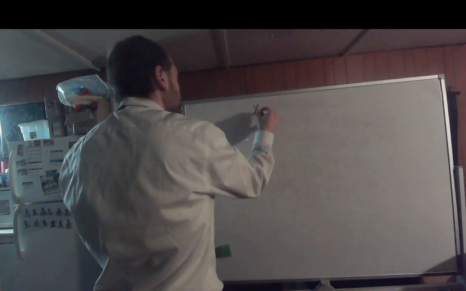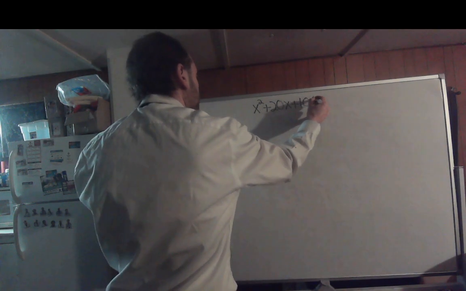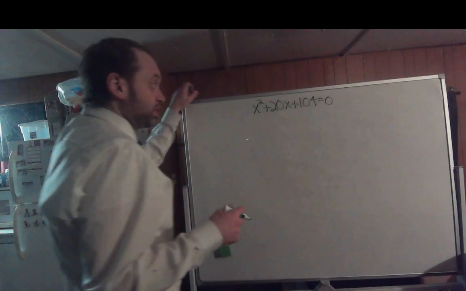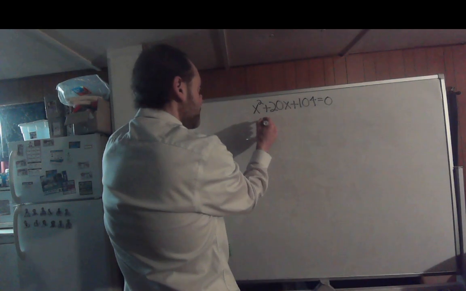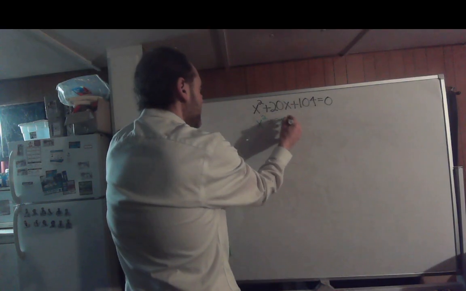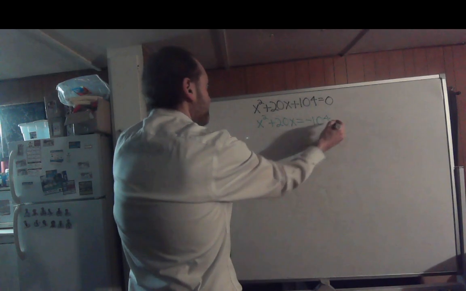All right, we have x squared plus 20x plus 104 is equal to 0. So x squared plus 20x plus 104 equals 0. Well, first thing you want to do is get rid of the constant term out of the left-hand side. So subtract 104 from both sides. You'll get x squared plus 20x equals negative 104.